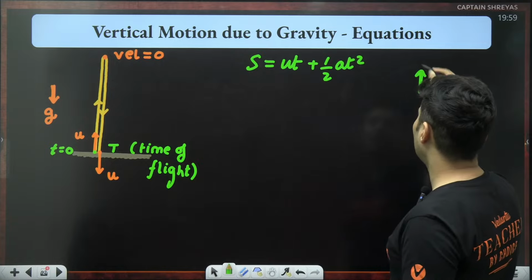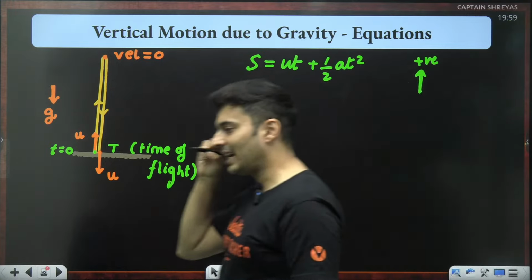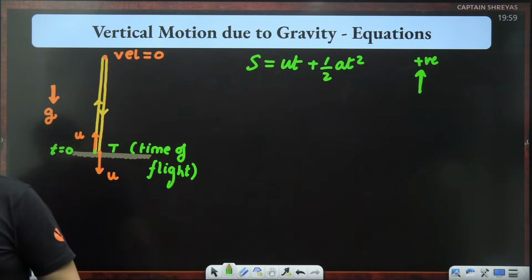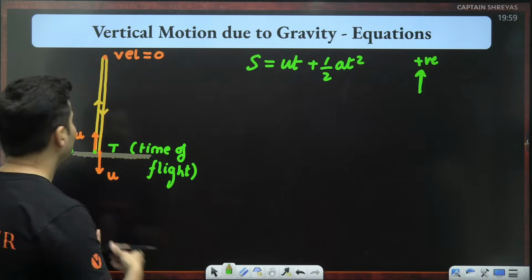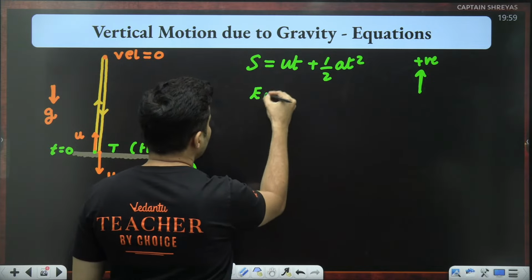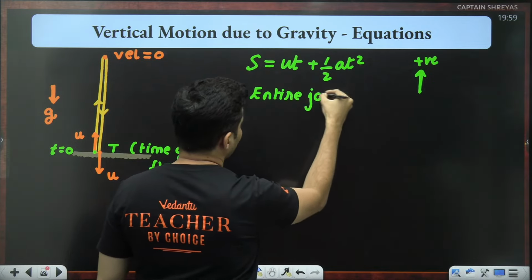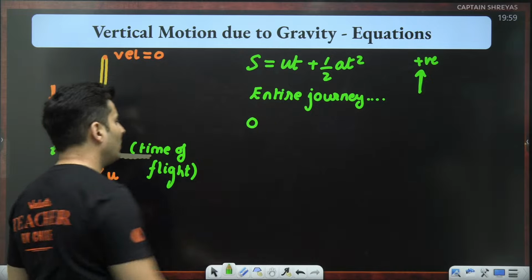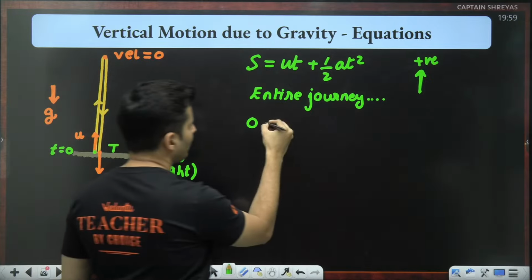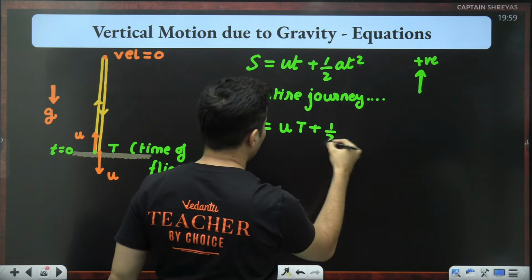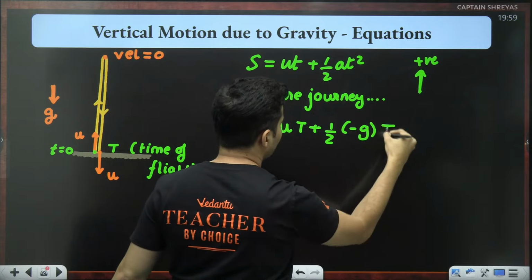Let's just simply take the upward direction as positive again. The sign convention is always very important. In your rough work also show that sign convention so that you do not get confused. Now let's substitute. For the entire journey, because initial and final locations are the same, displacement is 0, u is u, positively up, time is t plus half, g is down, so negative g, time is the total time.